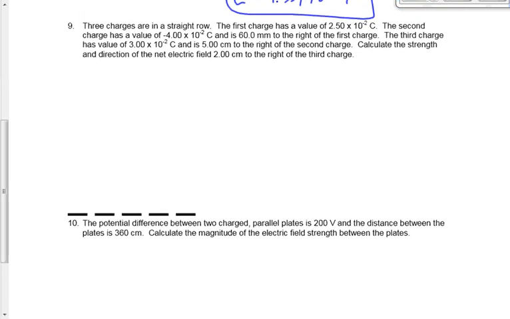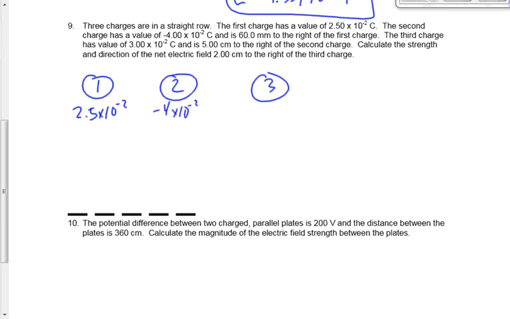Number 9, real similar question actually, but there's a couple of things in here that can mess us up. Not conceptually difficult things, but just little things that can mess us up. Firstly, we've got 3 charges instead of 2. They're in a row. Here's 1, here's 2, here's 3. First one is 2.5 times 10 to the minus 2. Second one is negative 4 times 10 to the minus 2. And the third one is 3 times 10 to the minus 2 coulombs.